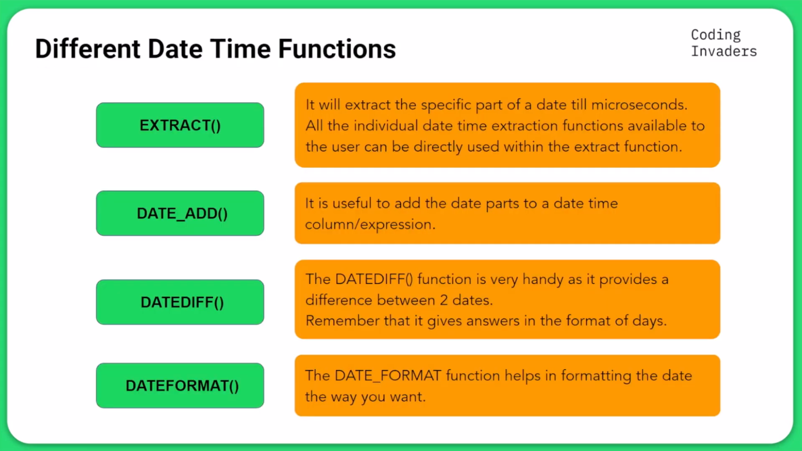Alright, so over these course of videos, we looked at extract, which is used to extract the specific part of the date. It can go till microsecond. And in all individual date time extract function, they work with this extract. We can use year, month, etc. Then we looked at date add function, which is used to add date parts to a specific date time column. We could add year, month, etc. Then there is a date diff, which is used to find the difference between dates in terms of the number of days. Then we have date format, which is used to format the dates the way we want to see it.